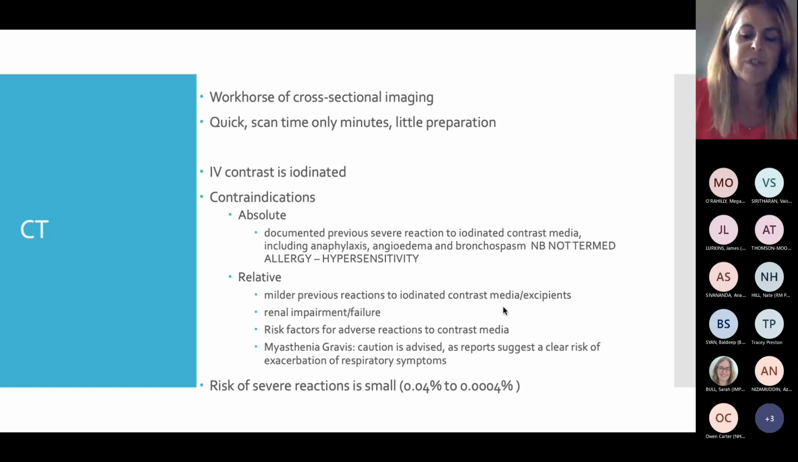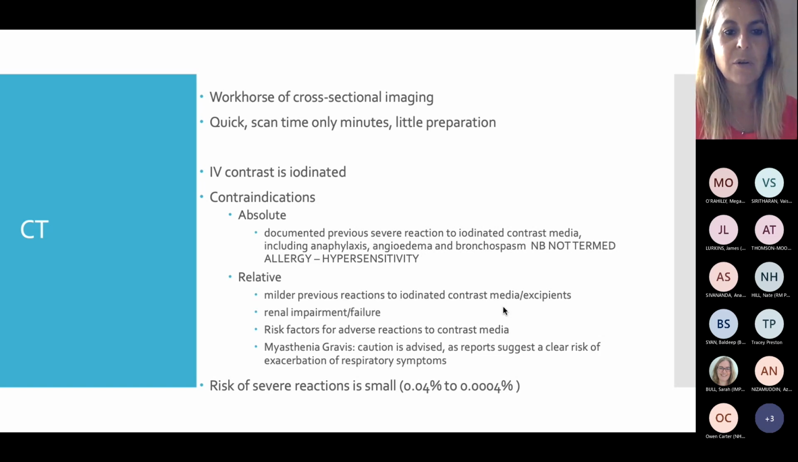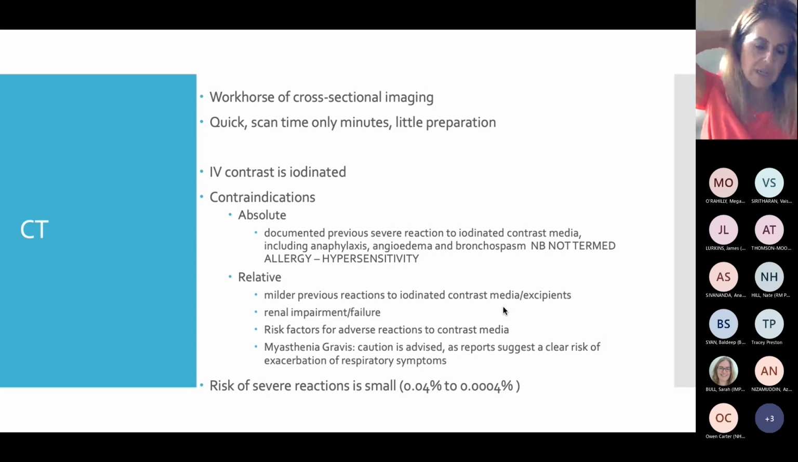I thought it would be helpful to touch on the contraindications, the absolute and relative ones, and some of the myths that exist around it as well, because now you're requesting these things. I think it's important that you fully understand what you're asking for. So an absolute contraindication is any documented previous severe reaction to iodinated contrast media.